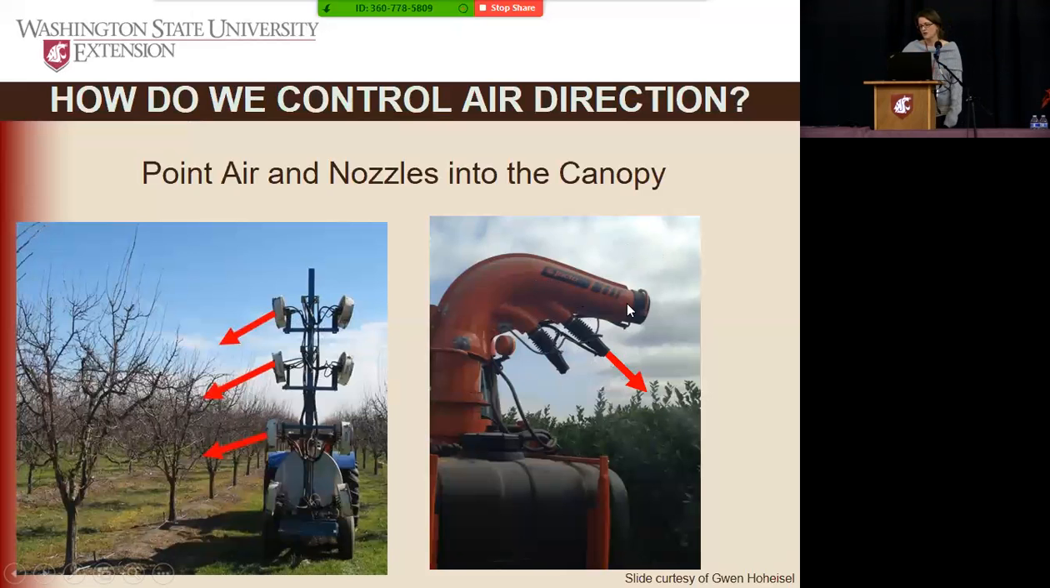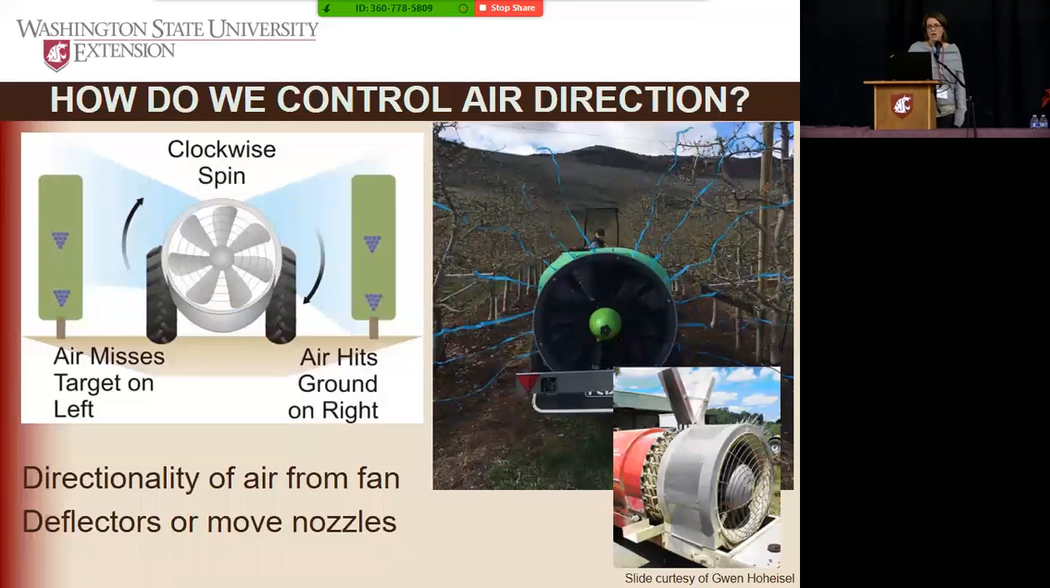It should be aimed to spray your 10 rows out. And then they have these little nozzles that should be aimed to spray into that first row as it comes through, right? So again, even with air shear nozzles, you're aiming them into the canopy. Okay, so controlling the direction of air.